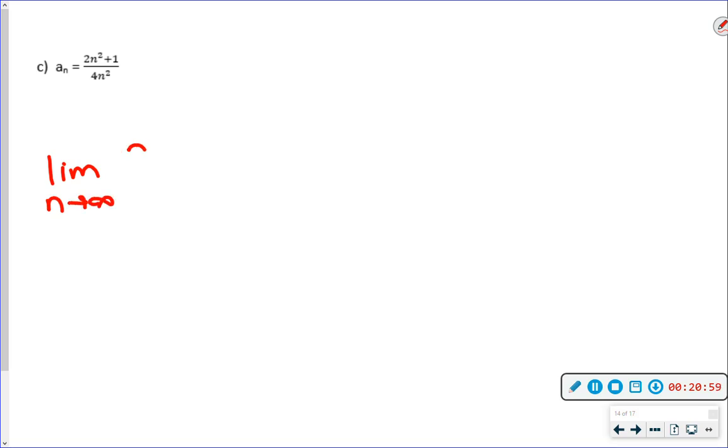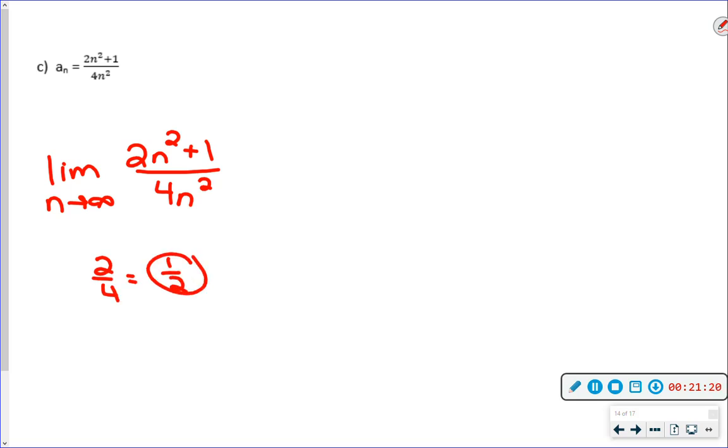I like that it is a rational function. So again, I know it approaches the horizontal asymptote. Our horizontal asymptote in this case is what? 1/2. 2 over 4, 1/2. The lead coefficients. Got it.